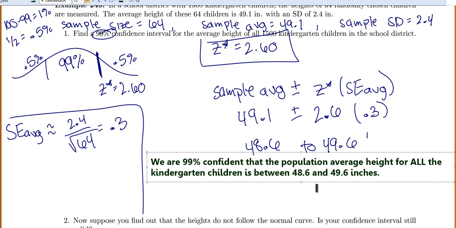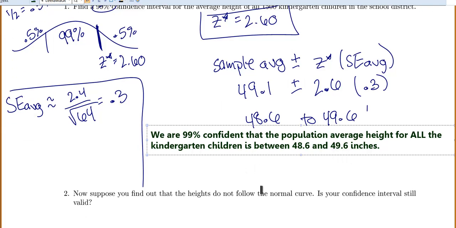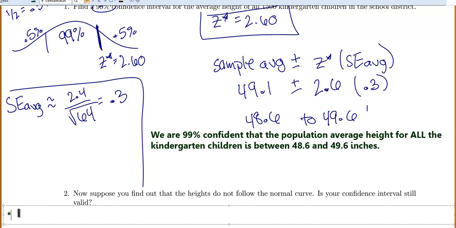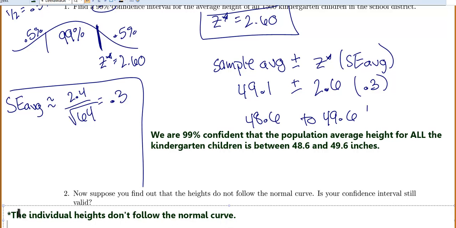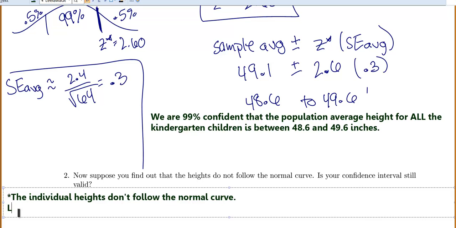And as a little bit of theory, for part 2, now suppose you find out that the heights don't actually follow the normal curve. Is your confidence interval still valid? So this is saying the individual heights don't follow the normal curve. Okay, is our confidence interval still okay? Well, luckily for us, our sample size of 64 is large. Basically it's over 30, so that makes it big enough.